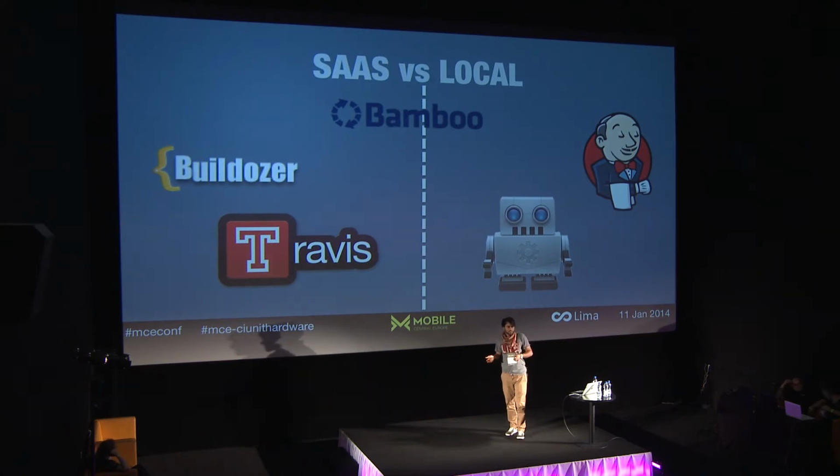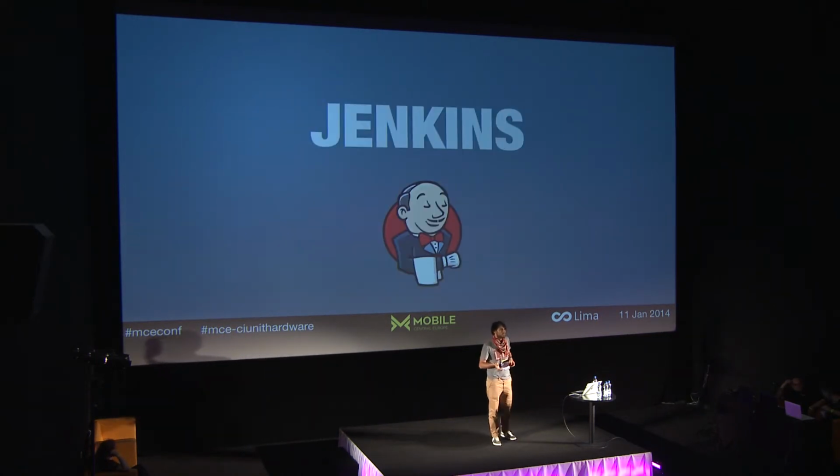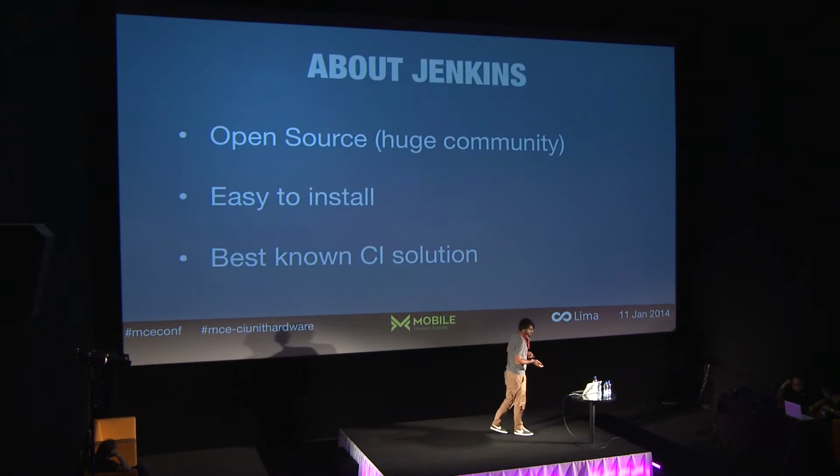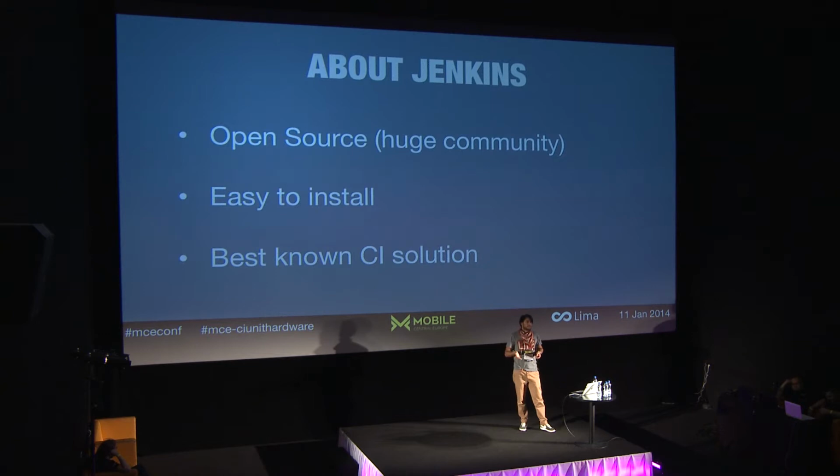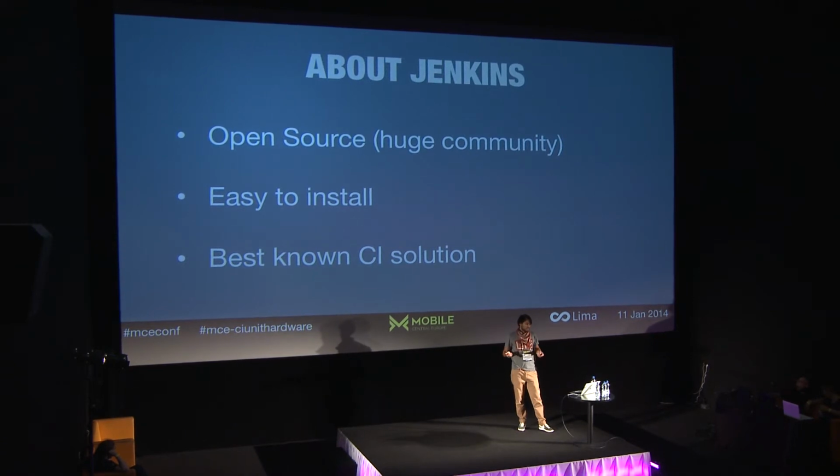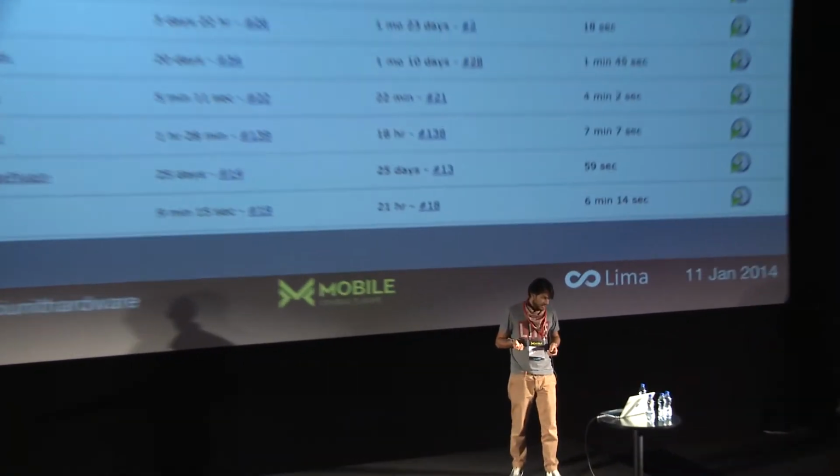Why? Because Jenkins is the most known solution for continuous integration. It's really easy to install. And one of the great things is it's open source, so there is a huge community of developers behind Jenkins, and you've got a lot of plugins. I won't go too deep into the installation process because it can be boring for the guys that know how to install it, and if you don't know, it's really easy. There are a lot of tutorials on the internet.